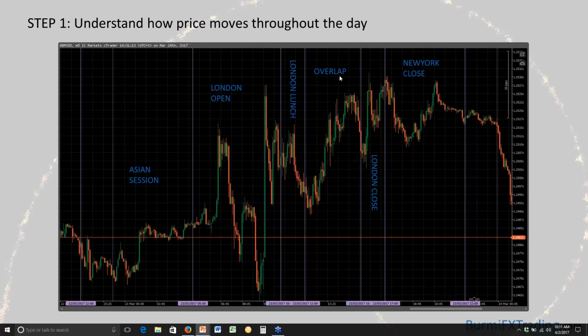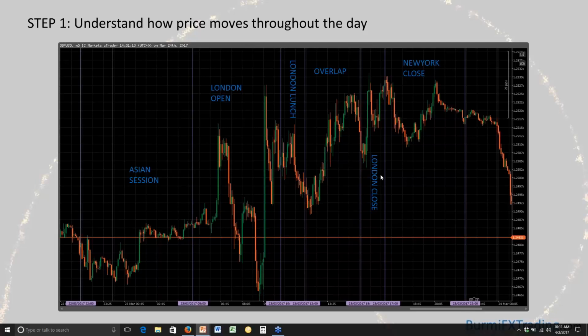Now look at the overlap session. We see a lot of price movement in the overlap session, lots going on there. So we see price moves up, comes down, price moves up, comes down, up, down, up, down. So that's a lot of volatility there. There's lots going on. It's not as clean as the London Open session.